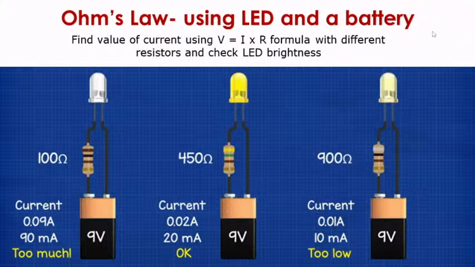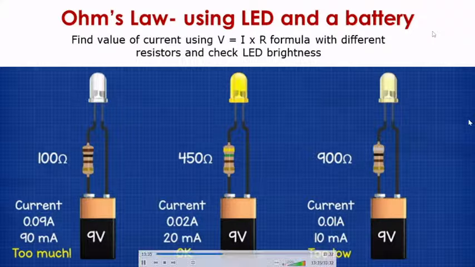Let's see what happens. Three cases. First case, we have used 100 ohm resistor. So the value of current is 9 by 100, that is 0.09 ampere, which is 90 milliampere, which is too much for the LED, which will get burned. In second case, the resistance is 450 ohm. So the value of current is 20 milliampere, which is okay for LED to bear that much current. In third case, the value of resistance is 900 ohm. So the value of current is 9 by 900 ohm, which is 0.01 ampere, 10 milliampere, which is too low. The LED will not glow.